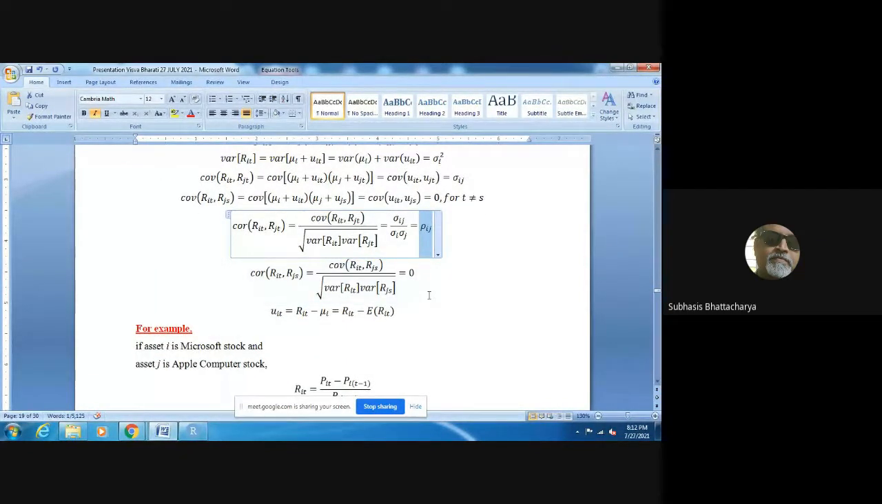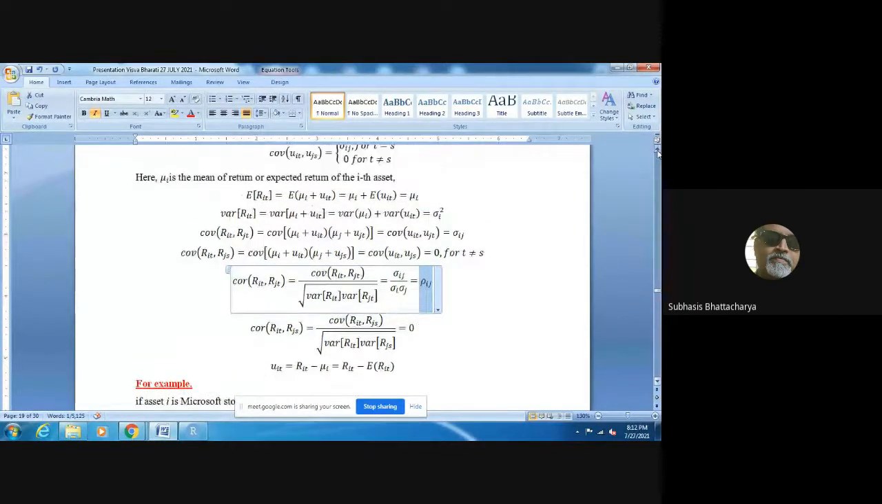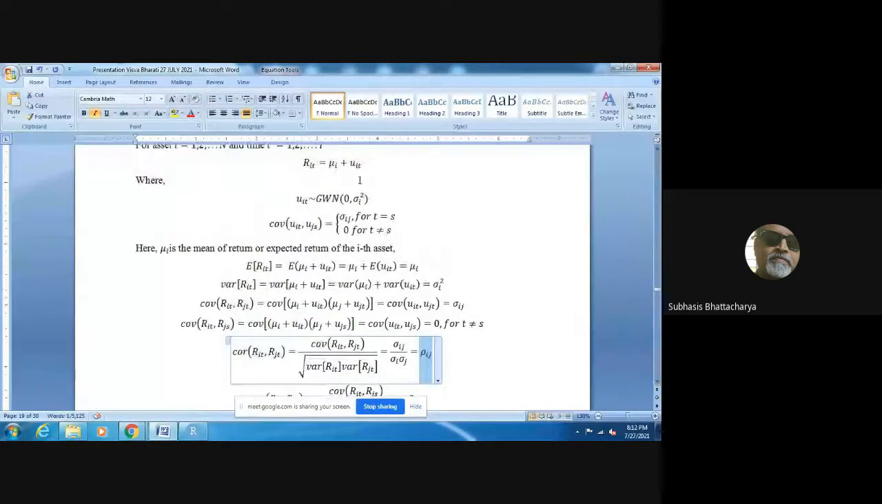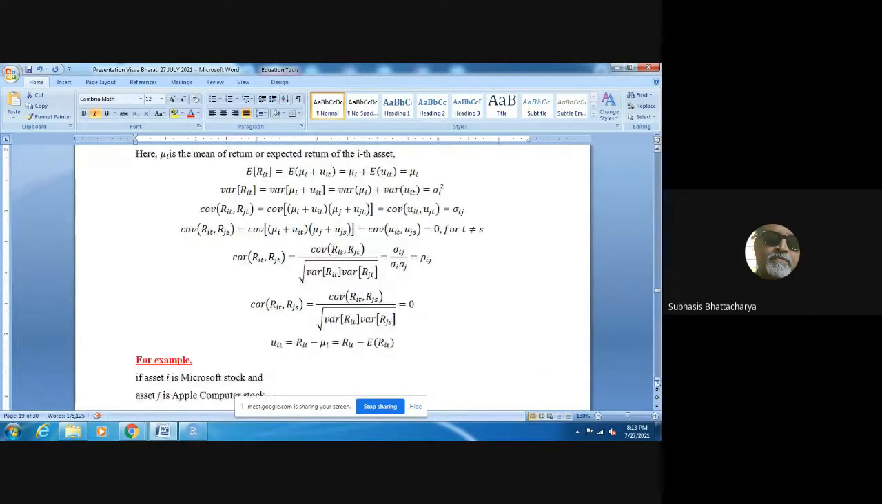So from this relation, what is the interpretation? See here, it is a very simple form. This model is known as the measurement error model. That is, R_it is equal to mu_i plus u_it. So from here you can define u_it. What is u_it? That is R_it minus mu_i, and you already derived that mu_i is the expected value of R_it. So we write this u_it in this form.